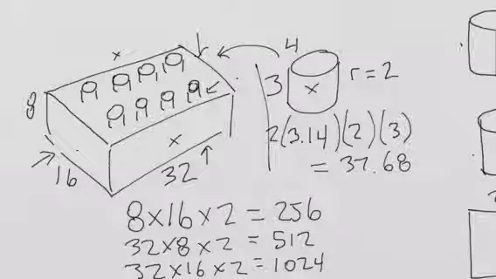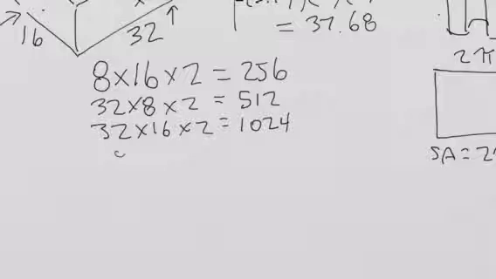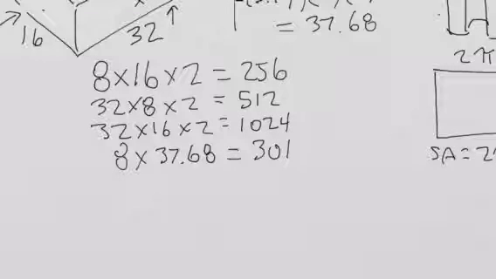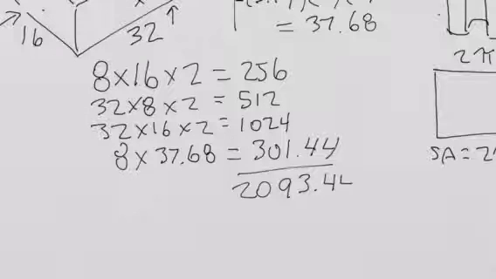So now I have 8 times 37.68. That's going to work out to be 301.44. And if I add all of those up, I get 2093.44, and we're working in millimeters, and this is surface area, so I have millimeters squared.